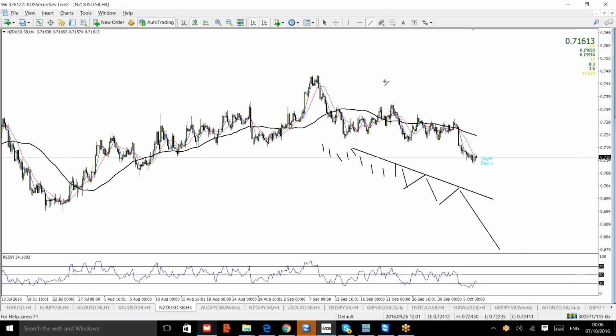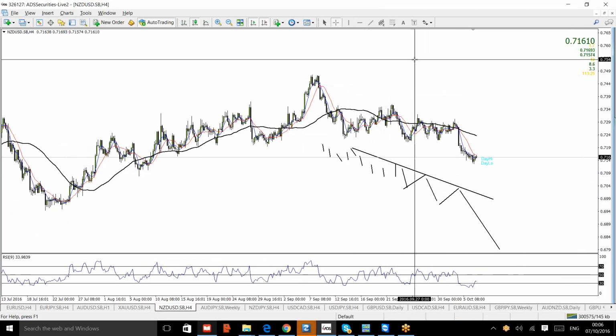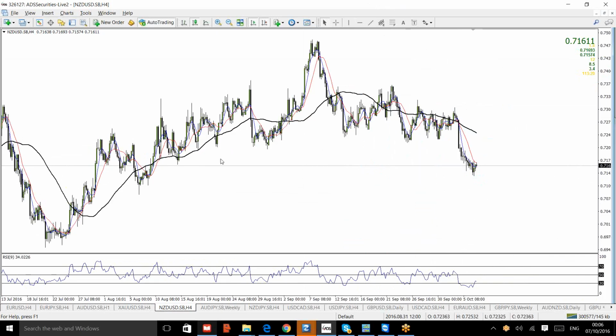You can always have your entries around these areas. So you can close your trades, enter again, close your trade, enter again, or just stay in your trade. Stop loss just above, keep on moving it to the downside. Understand? Do you understand, guys?